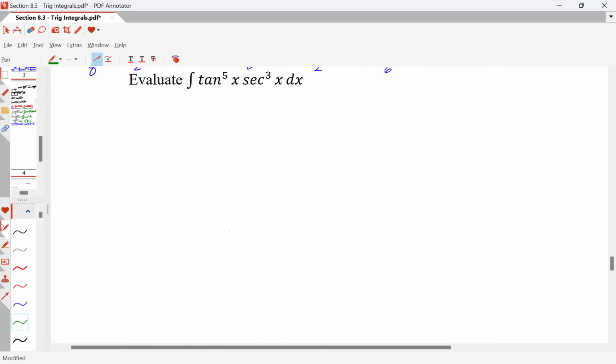So evaluating first the integral of tangent to the 5th times secant cubed. If we have an odd tangent, we can follow two different techniques. I'm going to show one of them, but I'm going to describe the other. If we have an odd tangent, we can turn this all into sine and cosine.